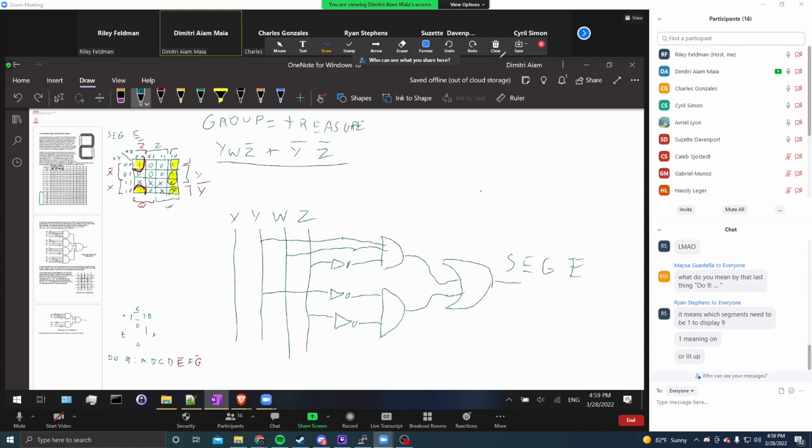Can you see that? So that's the circuit for E, right? Yes, sir. So if it's a bar, it gets an inverter, right? Yes, sir. Exactly. If the bar gets inverted, exactly.